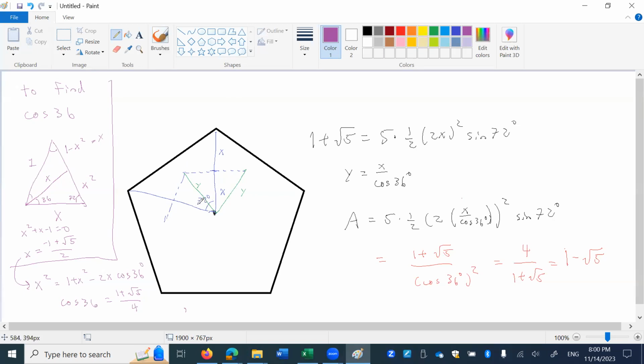And so what do we know about a pentagon? Well, if I draw all 5 of these, then the central angle is 360 over 5, which is 72 degrees. And so the total area of the large pentagon, which is 1 plus square root of 5, is going to be 5 of these triangles. And each triangle has an area of 1/2 the length of the 2 legs, which are the same, so 2x squared, times the sine of the angle between them, sine of 72 degrees. Now, if I want to calculate the distance from center to vertex of the smaller triangle, right?